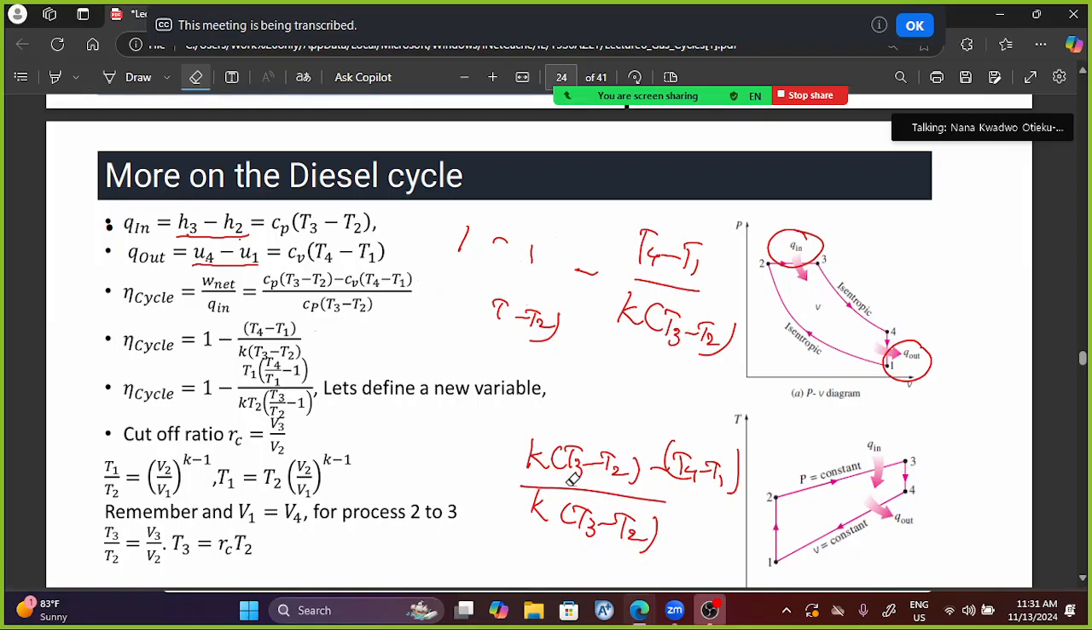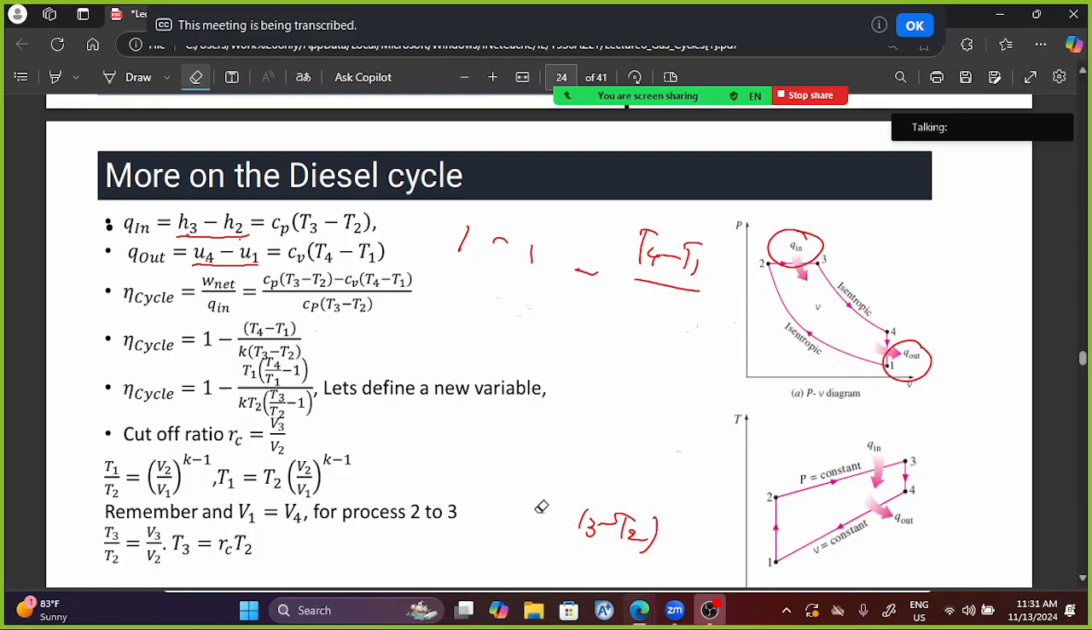Okay, so we can factorize T1 and T2 out to have an expression in this way. Then using the expressions we did when we were looking at entropy, we have this expression here as well, right? So we can just work with these ones. We also have a cutoff ratio, the V3 over V2 over here. I remember we said that V1 is going to be equal to V4.